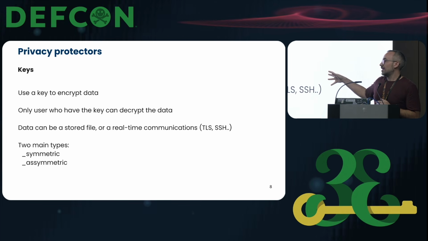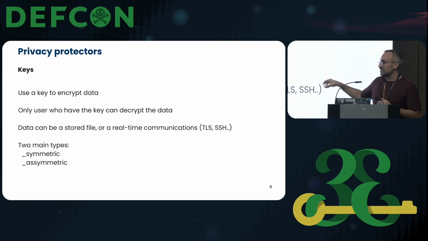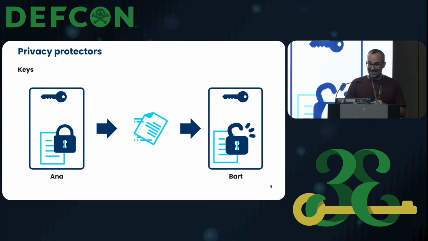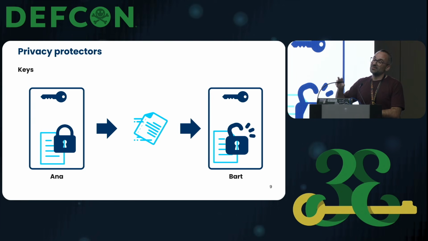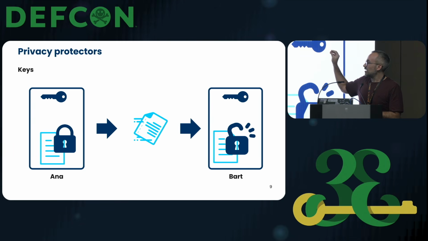We have two types of keys: symmetric keys and asymmetric keys. Symmetric keys are the easiest one. There's only one key, and the same key is used to encrypt and to decrypt. The problem here is the way in which the creator of the key shares the key with all the recipients.